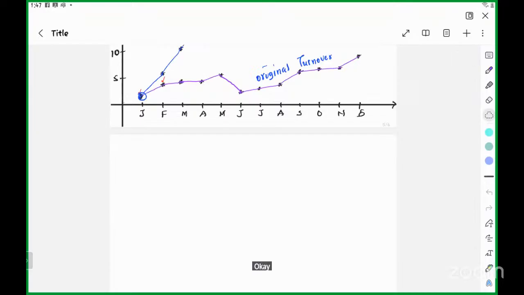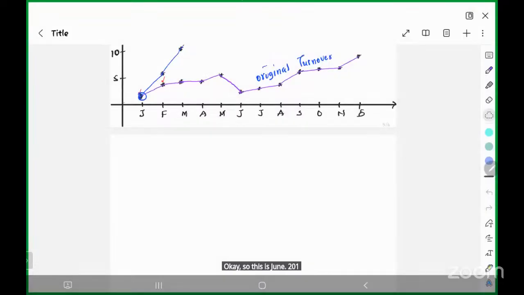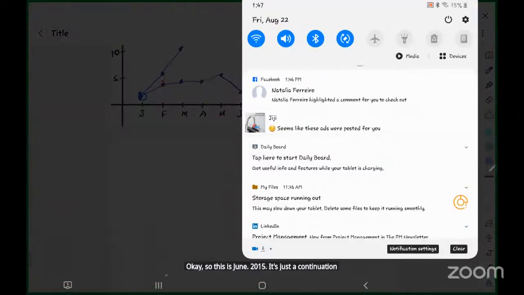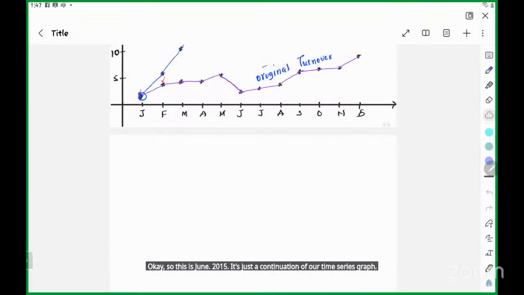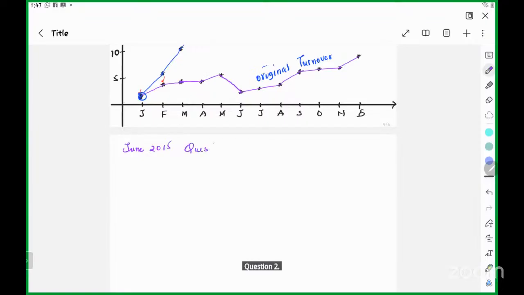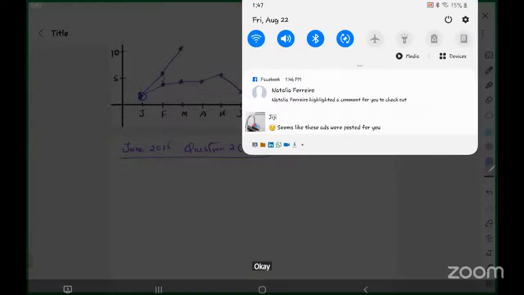Okay, so this is June 2015. It's just a continuation of the time series graph. So June 2015, question 2. Question 2, part C. Okay, this is the question.